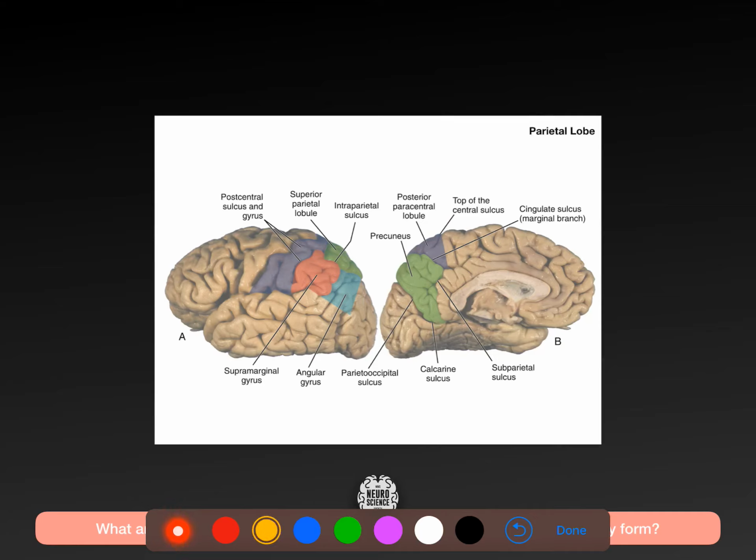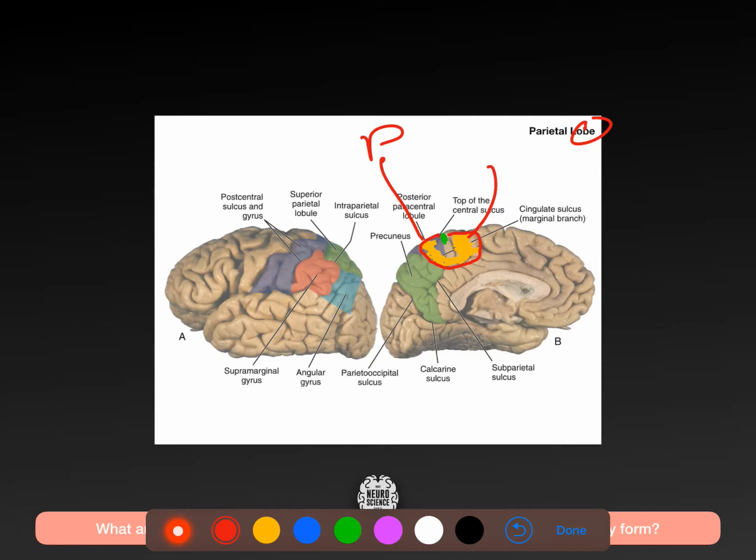Now, to go around the back here, we've got that central sulcus, and then we have our posterior paracentral lobule. So the paracentral lobule extends bilaterally either side of the central sulcus here. Okay, so it's one paracentral lobule, but we divide it into anterior and posterior because it's in different lobes. So this portion is in the parietal, this portion is in the frontal lobe.